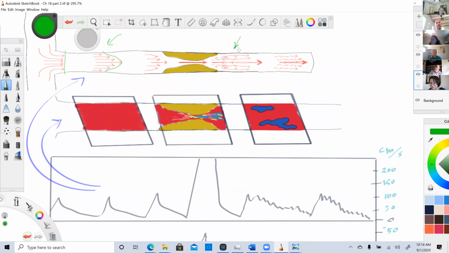We can't measure pressure directly with ultrasound. So yeah, there's a pressure drop here, but we're not going to measure it. This is turbulent flow. This is still turbulent. Some people call it disturbed because it's not quite as turbulent.